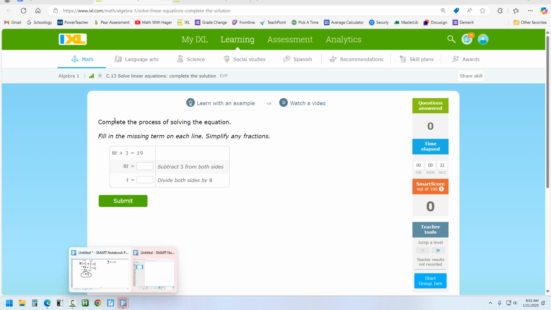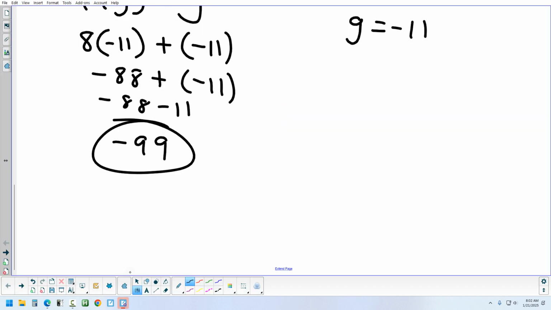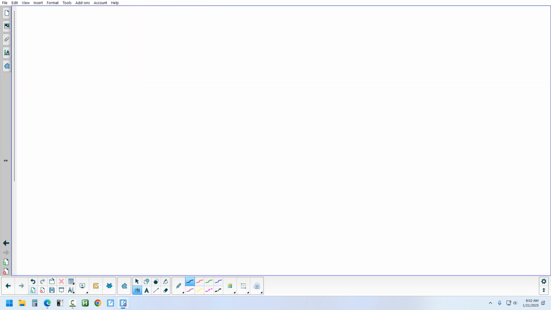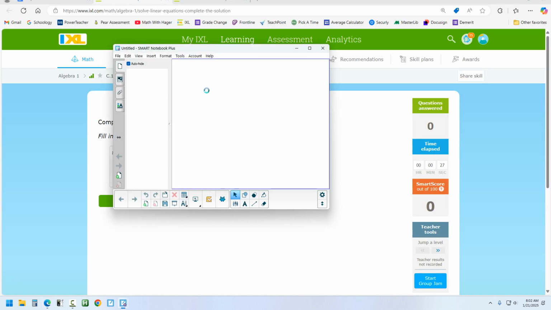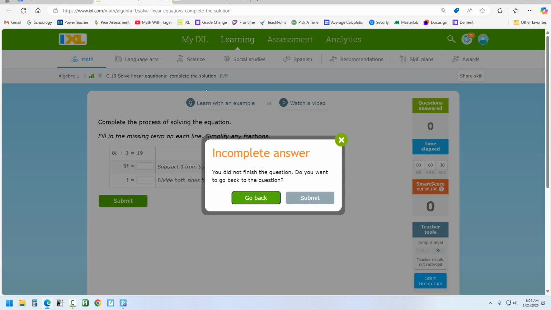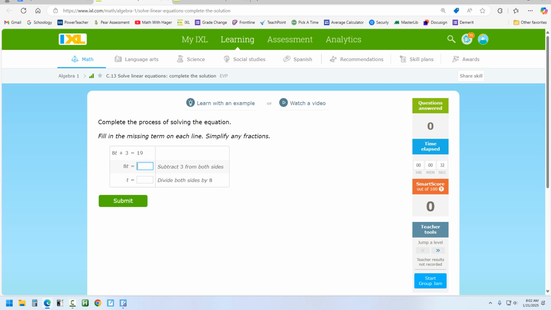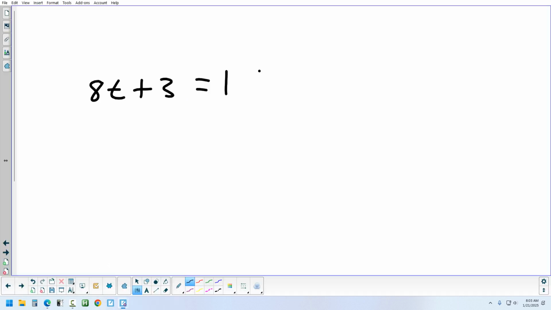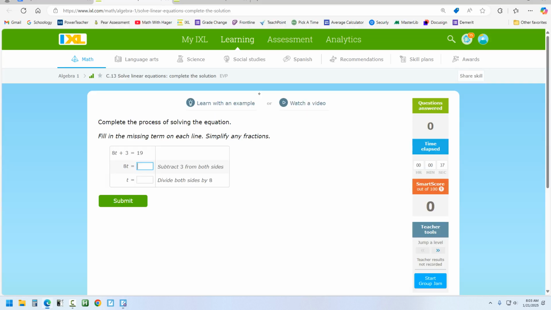Okay, so let's put that. 8t plus 3 equals 19. All right, so they tell you the very first step. Subtract 3 from both sides. My guess is as the problems get a little harder, they might not give you the first step anymore. Okay, so let's do that.